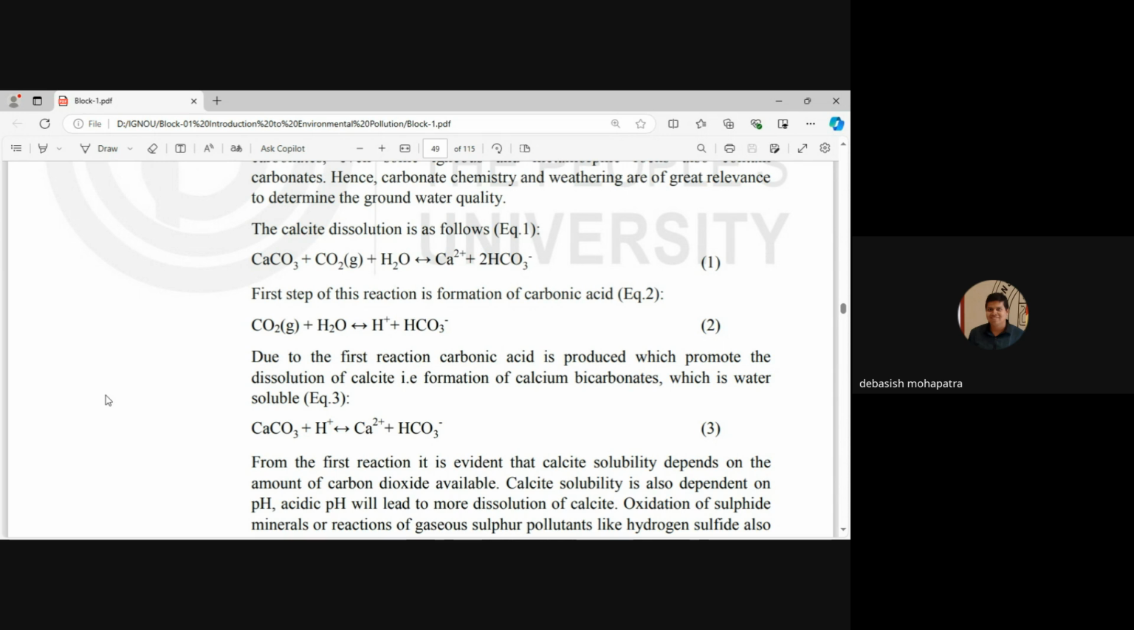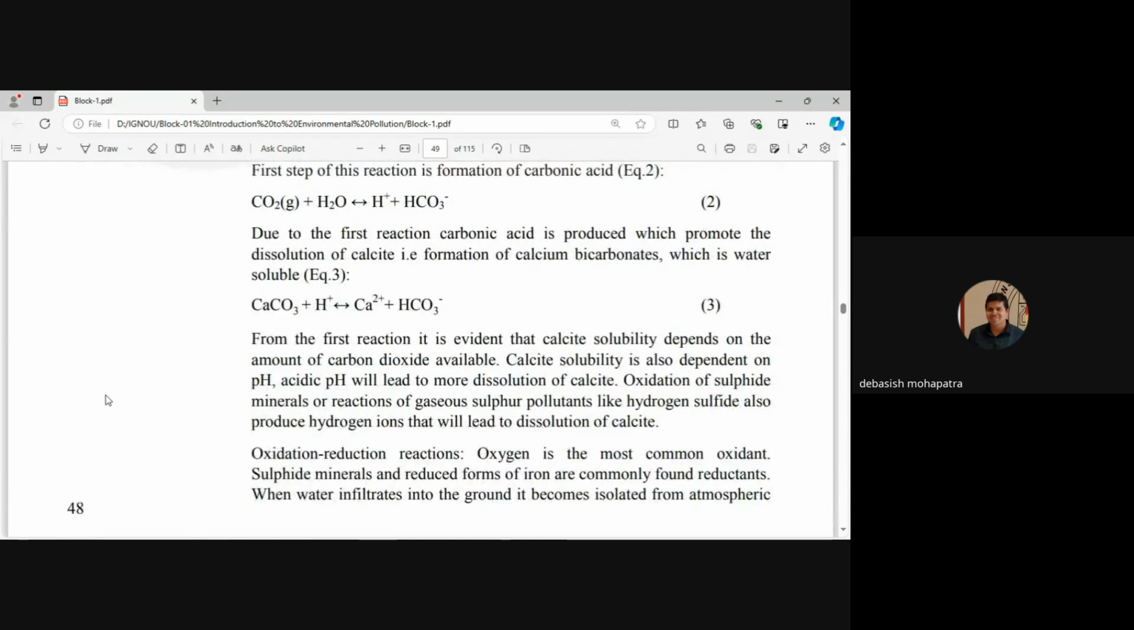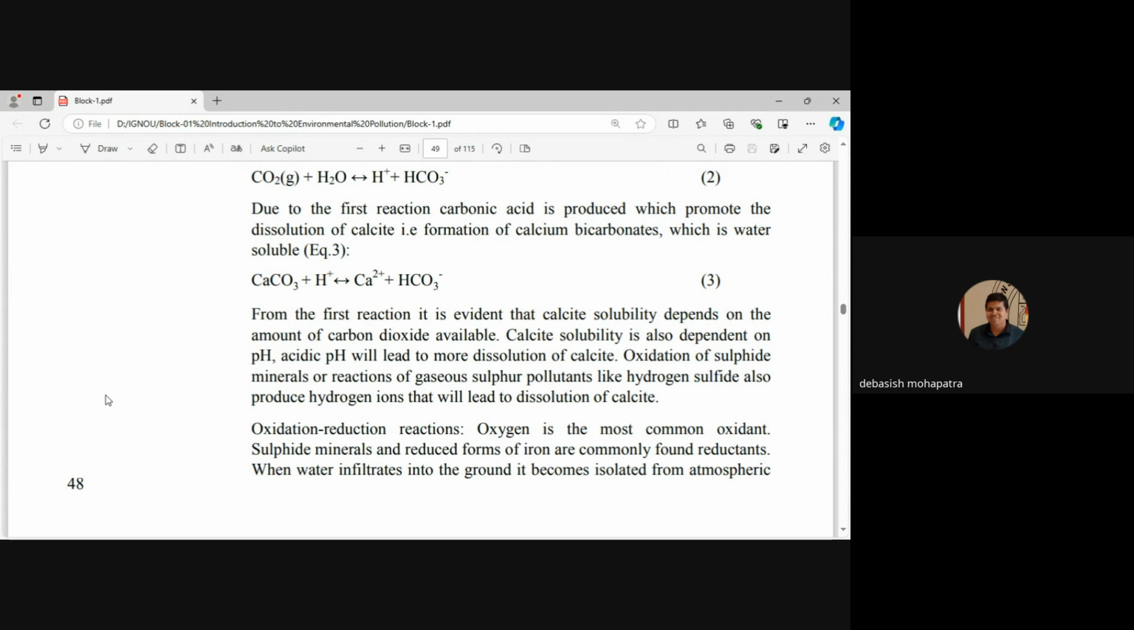Calcium bicarbonate from the first reaction is evidence that calcite solubility depends on the amount of carbon dioxide available, and calcite solubility is also dependent on pH. Acidic pH will lead to more dissolution of calcite. Oxidation of sulfide minerals, or reaction of gaseous sulfur pollutants like hydrogen peroxide, also produces hydrogen ions that will lead to the dissolution of calcite.